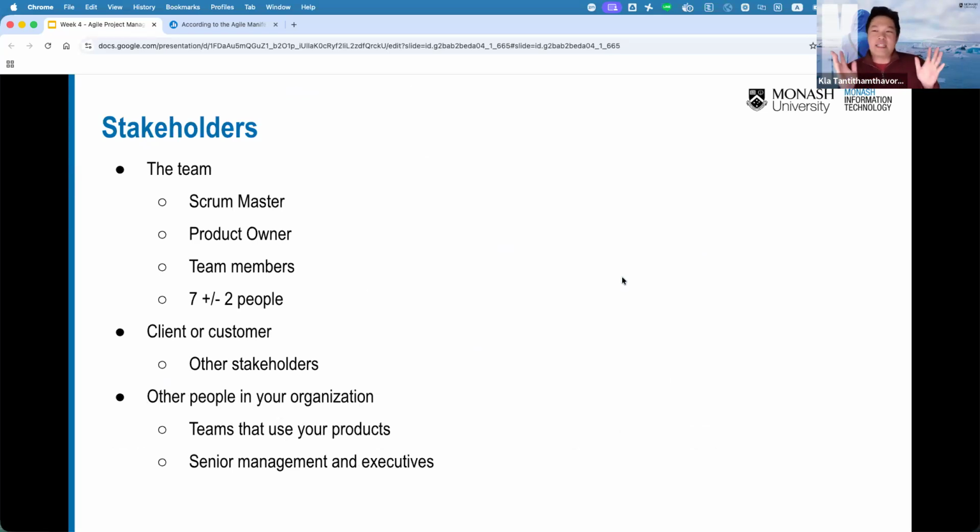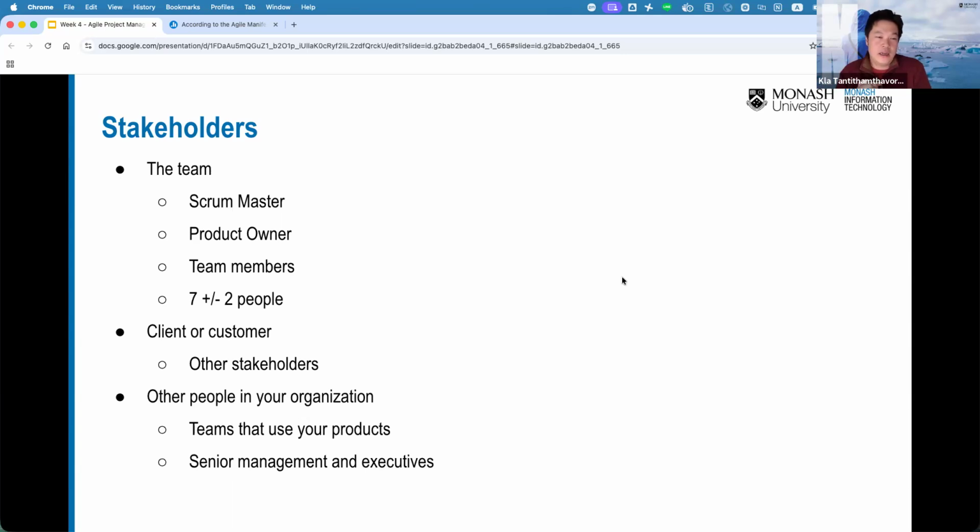So within the team, in the real world, the Scrum team normally consists of one Scrum Master, the product owner, and the team members, which are software engineers. So roughly 7 ± 2 people. Then you also need the client or the customer, as well as stakeholders, and sometimes you may want to work with other people in the organization, like senior management executives, or someone who actually uses your products.